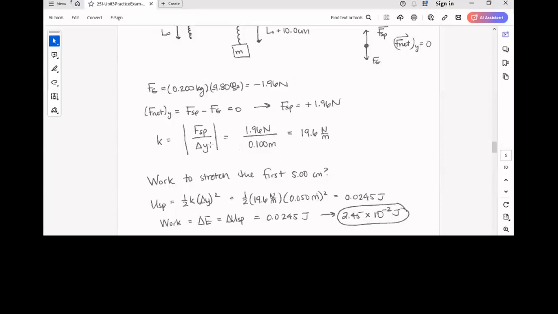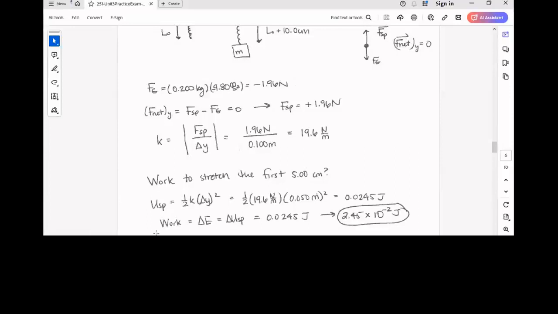Instead, it's the maximum. So in order to figure out how much energy you have to put into the system when you're stretching the spring, use the potential energy expression. I know the elastic potential energy for this spring is going to depend on 1/2 the spring constant we just calculated, and then delta y quantity squared, where for us delta y is 5 centimeters, so that's 0.050 meters. And that translates to 0.0245 joules of energy.